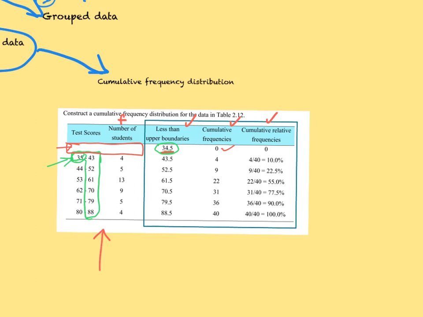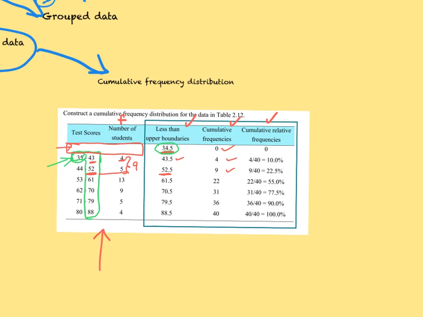So the next one, how many students score less than 43.5? 43.5 is right here, only 4 students. So that's why it is 4. How many students score less than 52.5? 52.5 is somewhere right here. You need to total up everything, so you get 9 here. That's why the cumulative frequency is 9. This repeats for the rest of the classes.